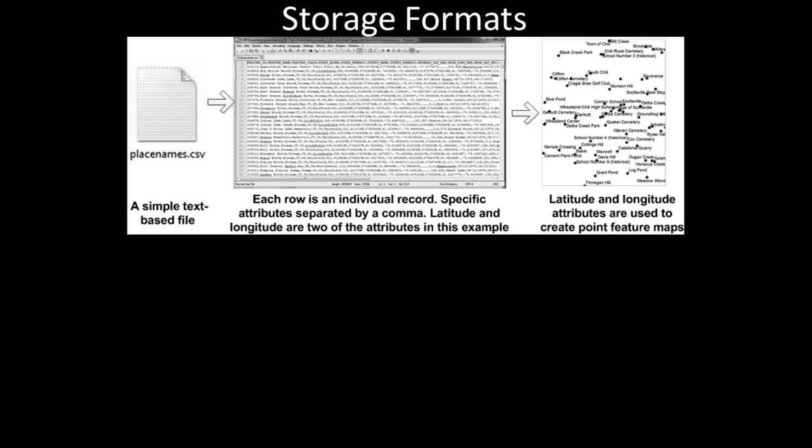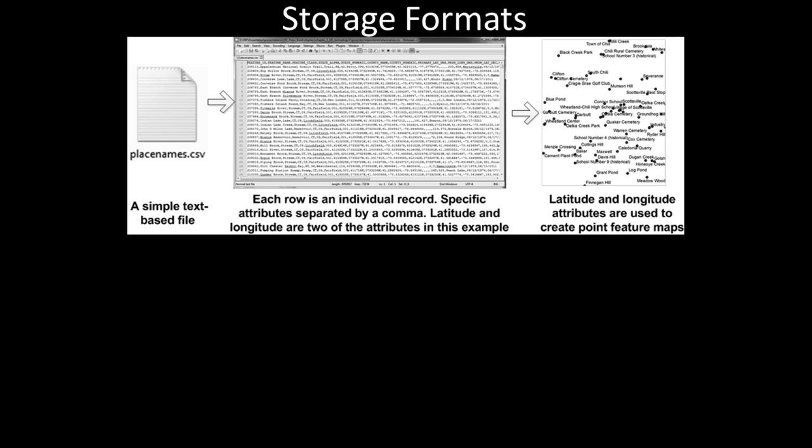The top image shows one of the most basic, yet still commonly used GIS data storage formats, a comma-separated values, or CSV, file. In this example, place name features are stored in a CSV file. CSV files are nothing more than an ASCII-based text file where data in the file is structured using commas to define data columns, and each line in the file represents a single data record.